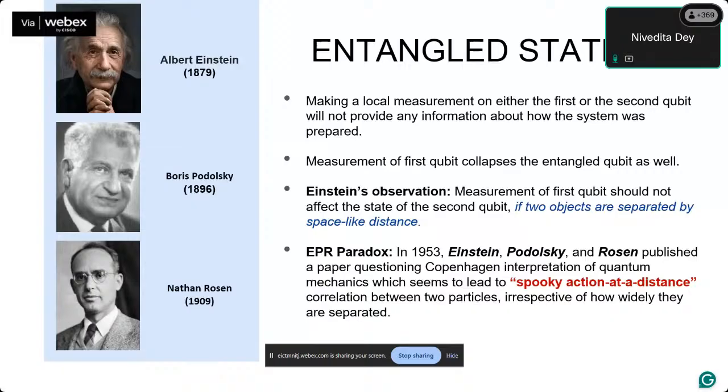So entangled states, you know, making a local measurement on either the first or the second qubit will not provide any information about how the system was prepared. So preparation non-contextuality will always be there. That thing is for sure. And we can say that measurement of the first qubit collapses the entangled qubit as well. This is a very basic essence of entanglement.